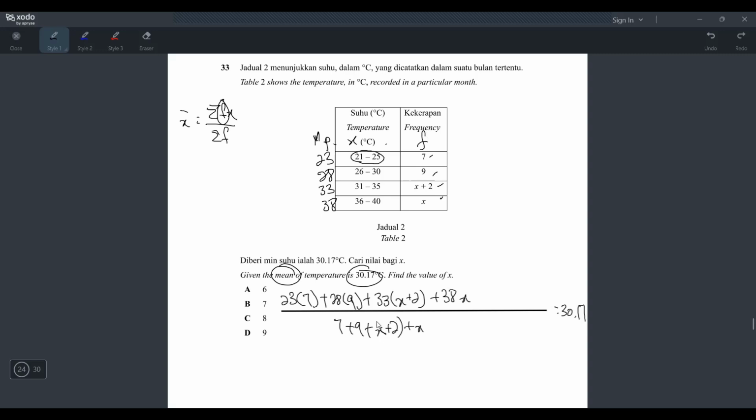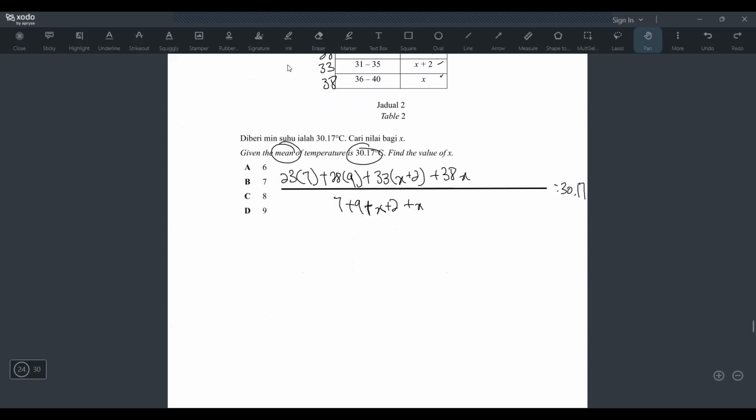Some students will say, hey sir, I thought this one I have to put bracket. You can put the bracket also can, you don't want to put also can, because in the end it's the same. Once you open the bracket, it's still the same thing, because the front of the bracket is plus. But if the front of the bracket is minus, then you have to be careful. Alright, so how to do this? Number with number can do. So 23 times 7 plus 28 times 9.